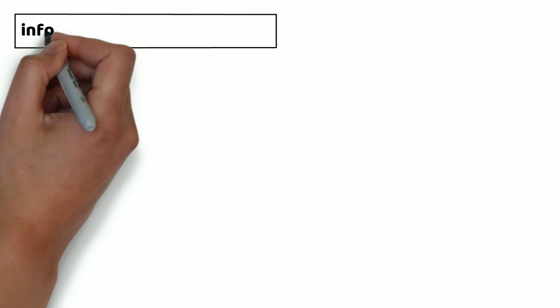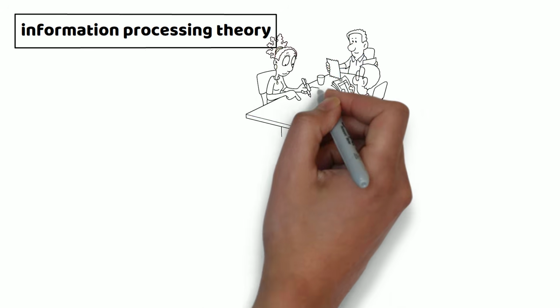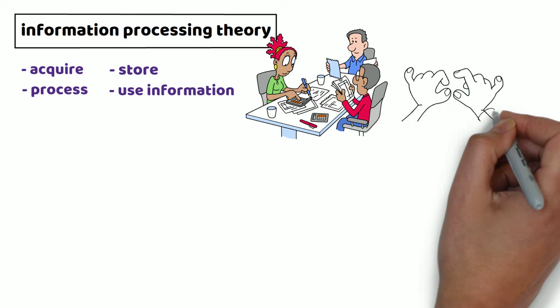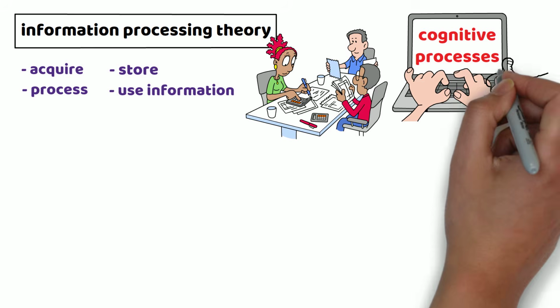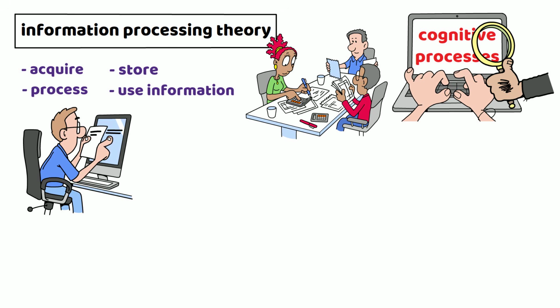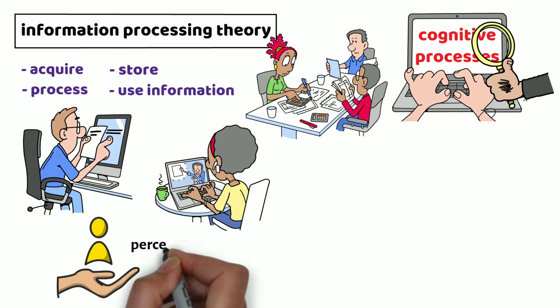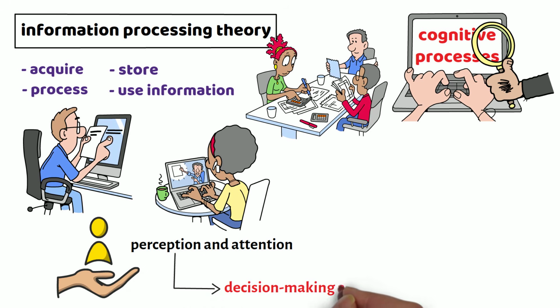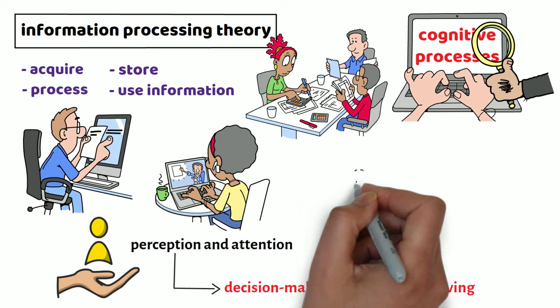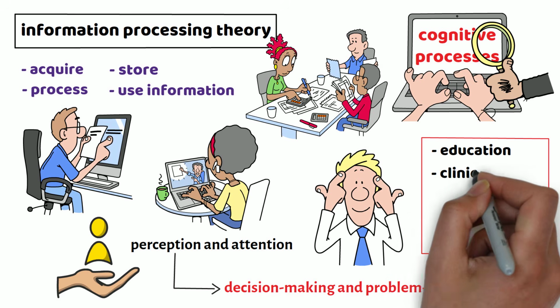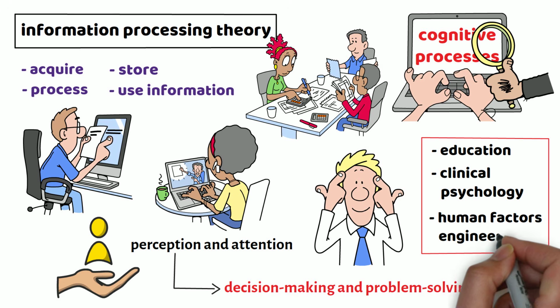As we can see, information processing theory provides a useful framework for understanding how humans acquire, process, store, and use information. By examining the cognitive processes involved in information processing, researchers can gain insight into a wide range of human behaviors and abilities, from perception and attention to decision-making and problem-solving. This knowledge can be applied to a variety of domains, including education, clinical psychology, and human factors engineering, to improve human performance and promote optimal functioning.